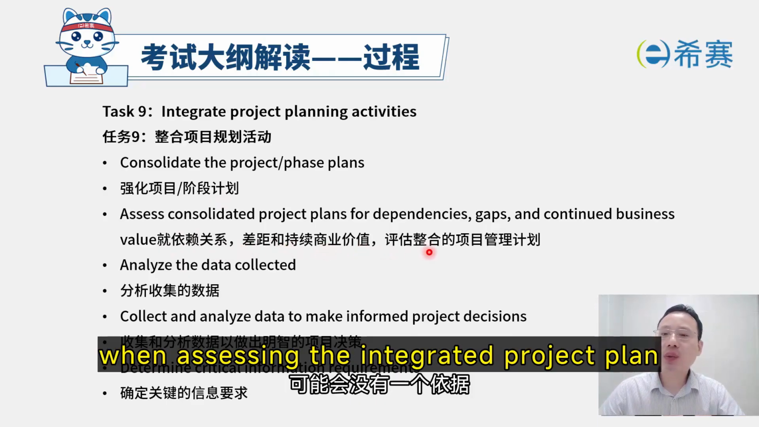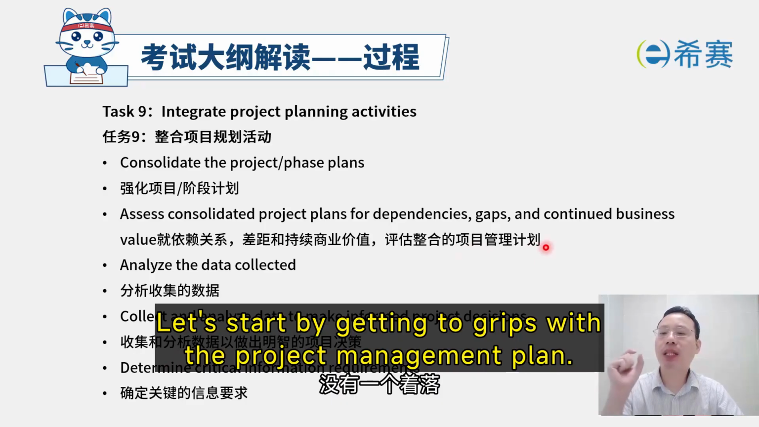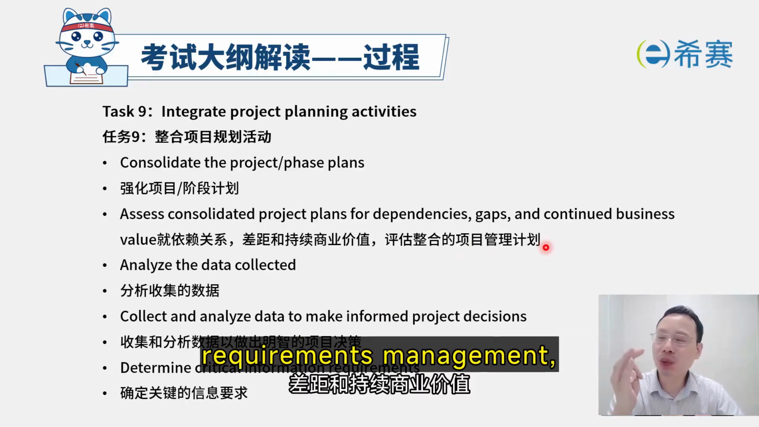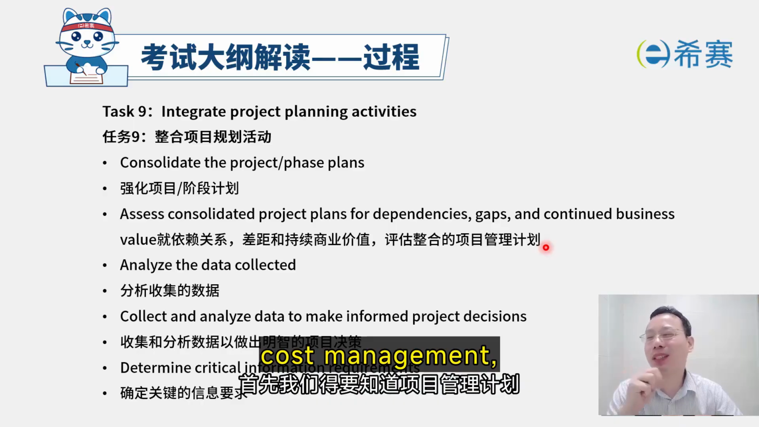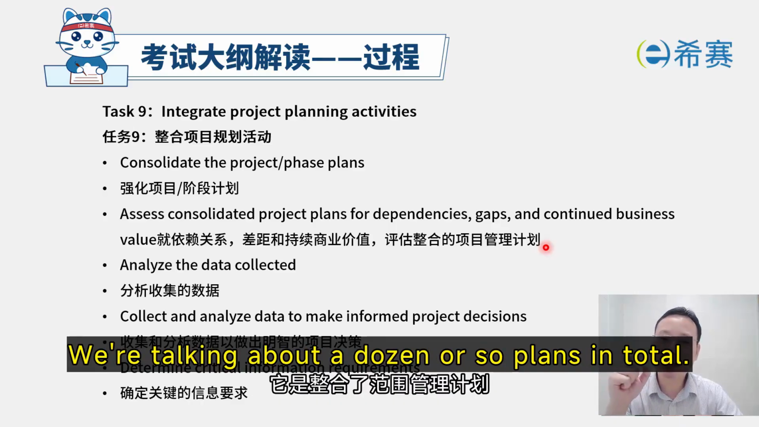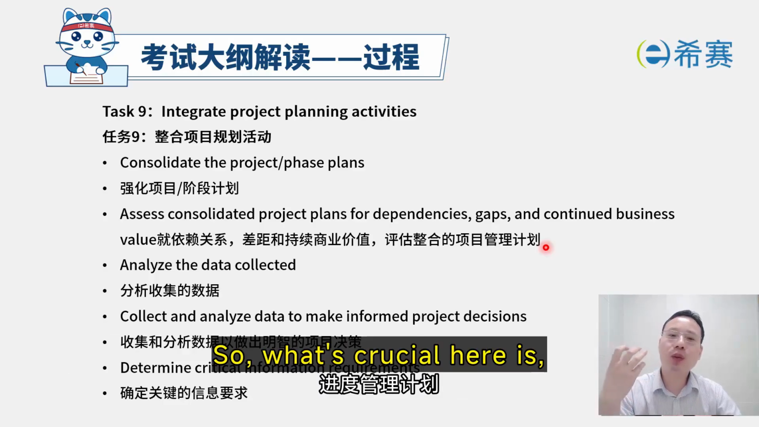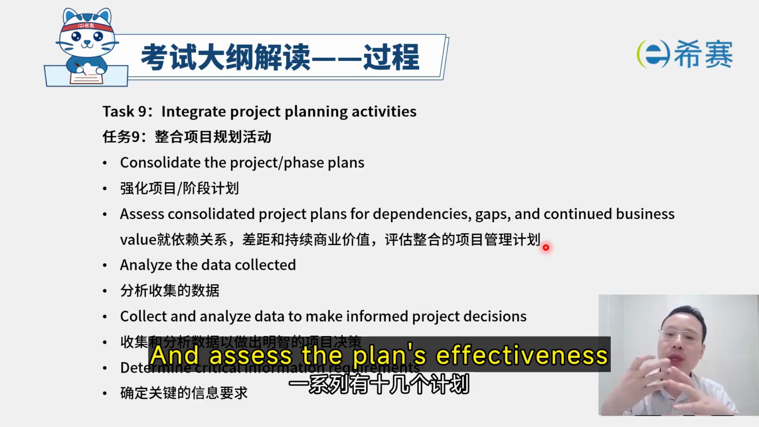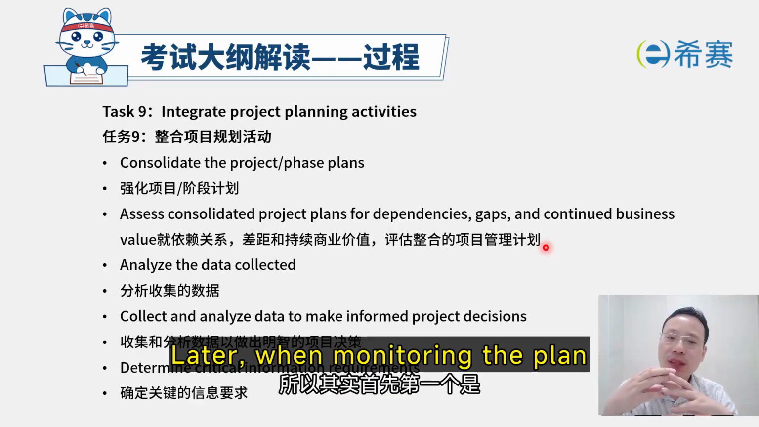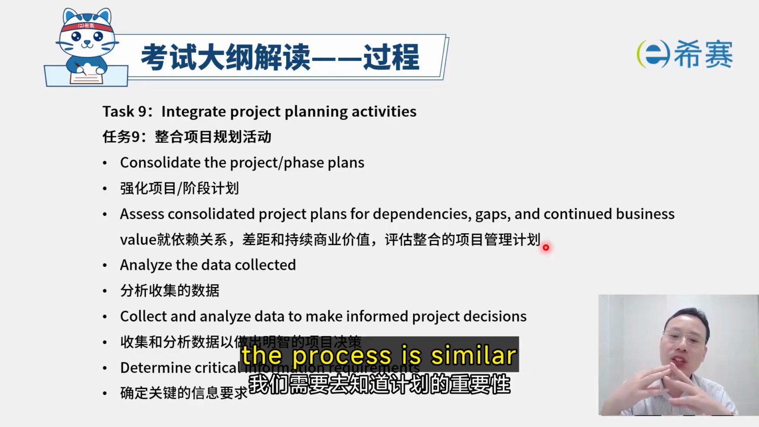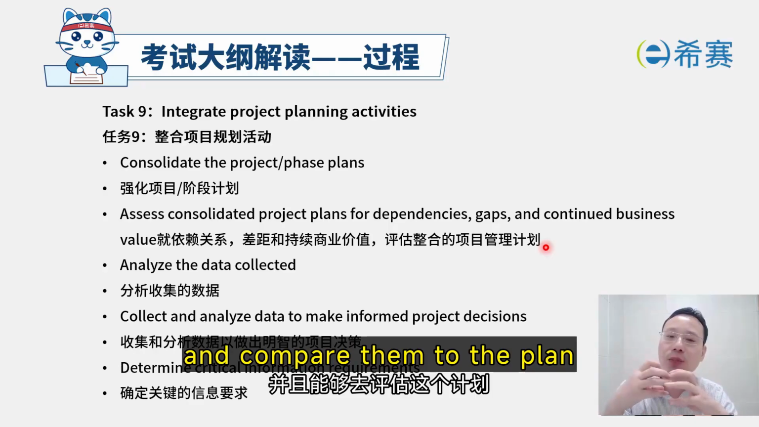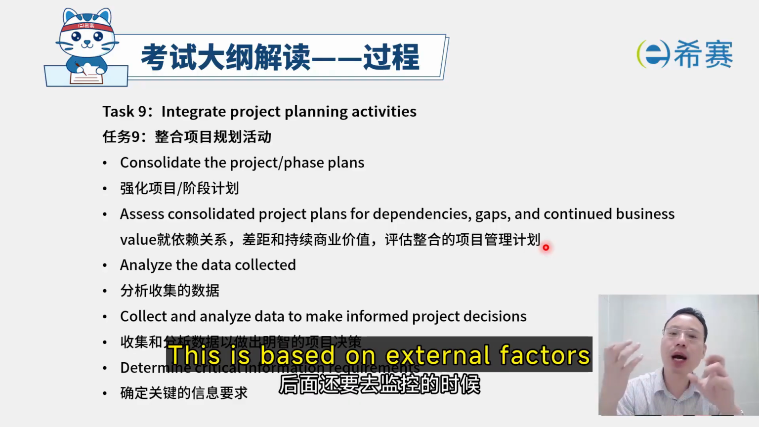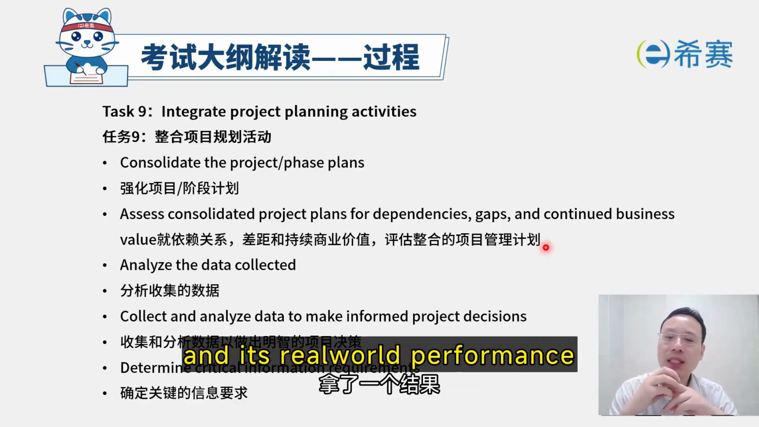When assessing the integrated project plan, let's start by getting to grips with the project management plan. It's an all-encompassing blueprint. This plan incorporates scope management, requirements management, schedule management, cost management, responsibility management, and more. We're talking about a dozen or so plans in total. So, what's crucial here is, first, grasping why this plan matters so much. Then, we need to actually develop the plan and assess the plan's effectiveness to determine if it's still viable. Later, when monitoring the plan, the process is similar. We obtain results and compare them to the plan to see if adjustments are necessary. This is based on external factors that influence the plan and its real-world performance.